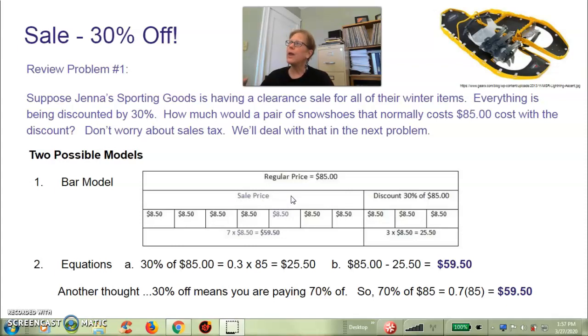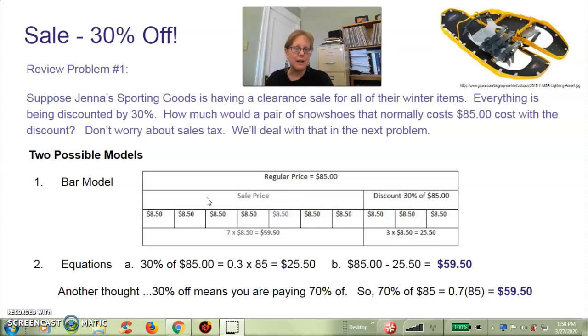I want to point out that whenever I'm looking at a discount, I pretty automatically start right away thinking about, all right, if it's 30%, what do I need to get up to 100? So Jenna is paying 70% of it. I'm just always trying to think of those combinations that make 100 anytime I'm working with percents, right? And I think you'll see why in just a bit.